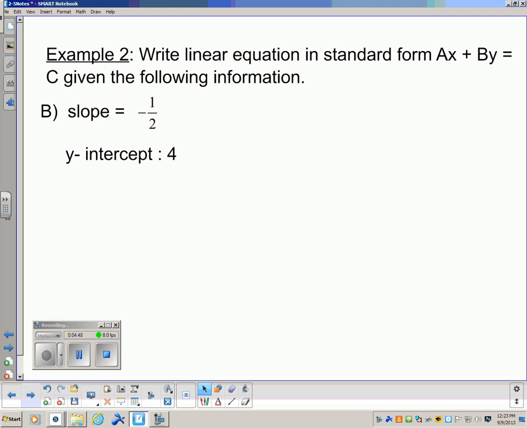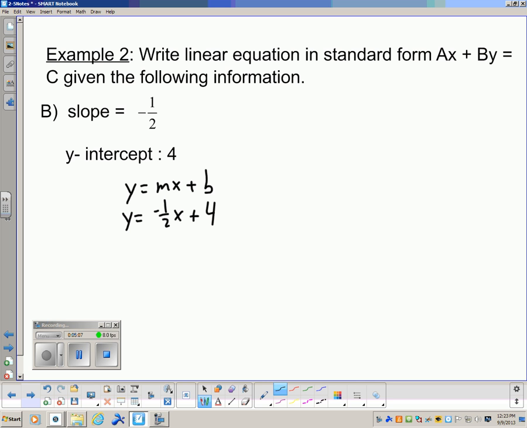Let's try another one of those. Again, we're given the information y equals mx plus b. Our slope there is -1/2, putting that in for m. Our y-intercept is 4, putting that in there. Now we have to write it in standard form.